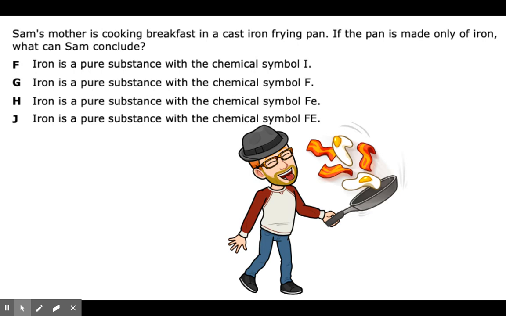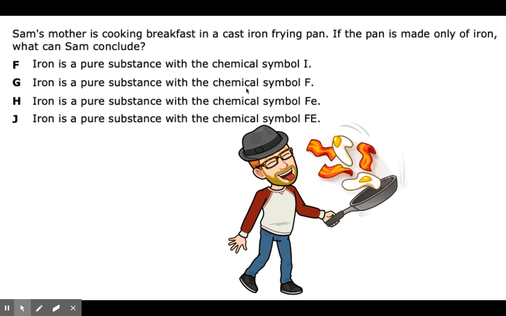Sam's mother is cooking breakfast in a cast iron frying pan. If the pan is made only of iron, what can Sam conclude? Okay. Iron is a pure substance with a chemical symbol I. How could you know what the chemical symbol is if you don't look at your periodic table? You would never know unless you have it memorized. So you're going to need your periodic table here.